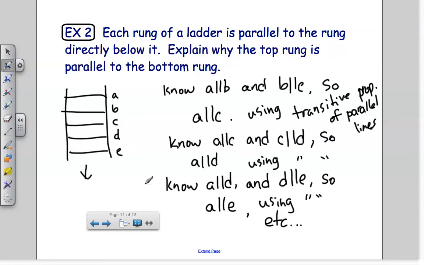So looking at writing paragraph proofs today, I didn't really do a formal proof here, but sort of a paragraph idea and writing this out, an explanation using transitive property of parallel lines. Getting comfortable with our angle pairs and talking about corresponding angles, alternate interior, alternate exterior angles, and the converse.